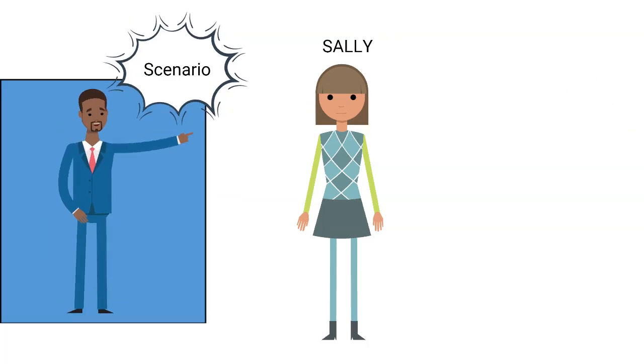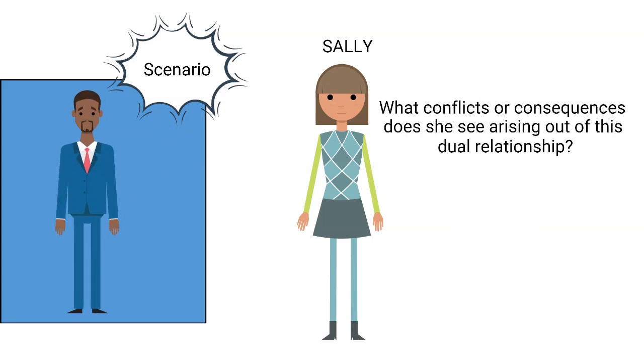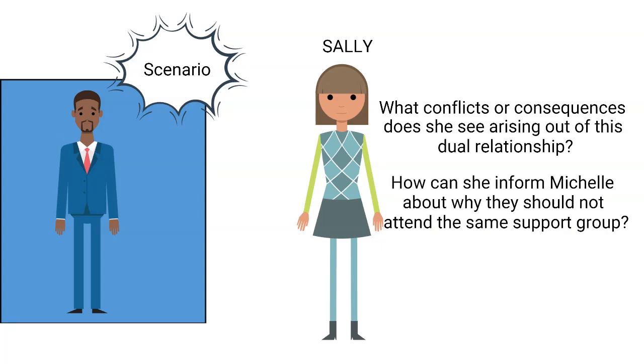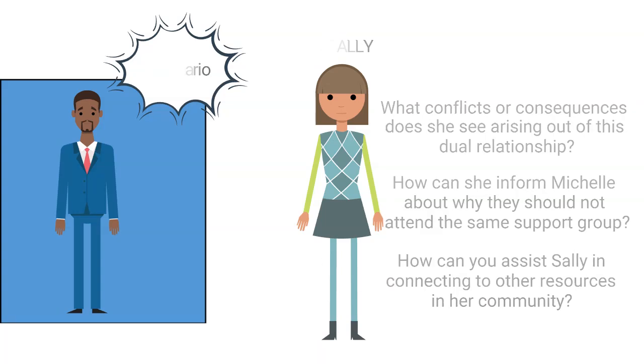What Sally is experiencing is what's known as a dual relationship. This is what happens when the CPS discovers that they have some other relationship or association with their peer, in addition to the CPS peer relationship. Dual relationships can be tricky and may often result in complicating both relationships. In this situation, your job will be to consult with Sally. What conflicts or consequences does she see arising out of this dual relationship? How can she inform Michelle about why they should not attend the same support group? And how can you assist Sally in connecting to other resources in her community?